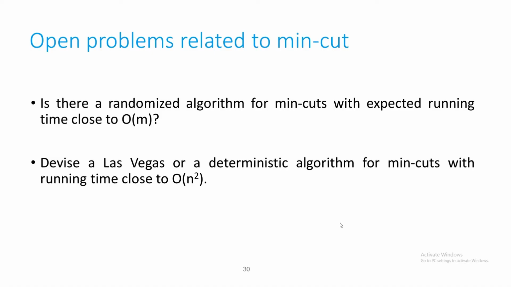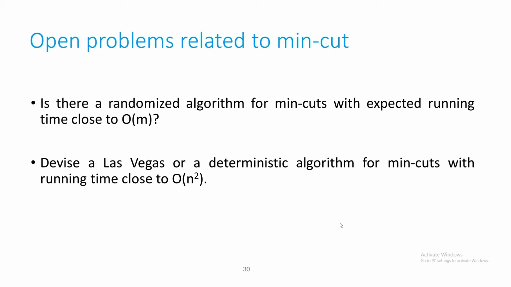So, I have introduced briefly some applications of min cut. Then some open problems related to min cut. In the randomized algorithms area, you have a lot of open problems, but I have projected only 2 open problems related to min cut alone. The first question: is there a randomized algorithm for min cuts with the expected running time close to order of m? It is not very easy, it is a research problem.